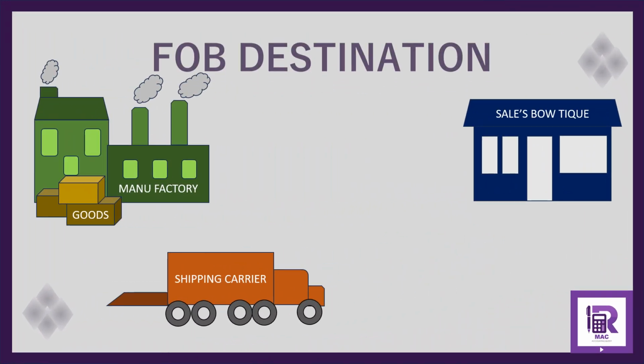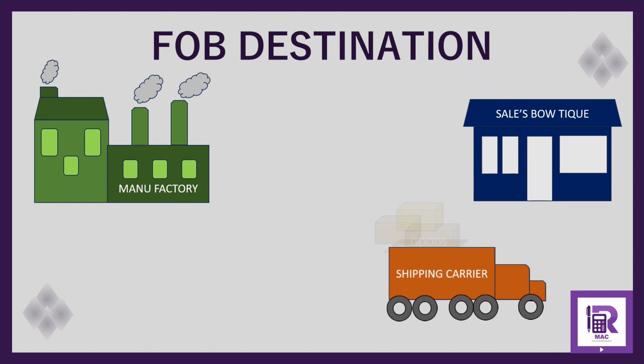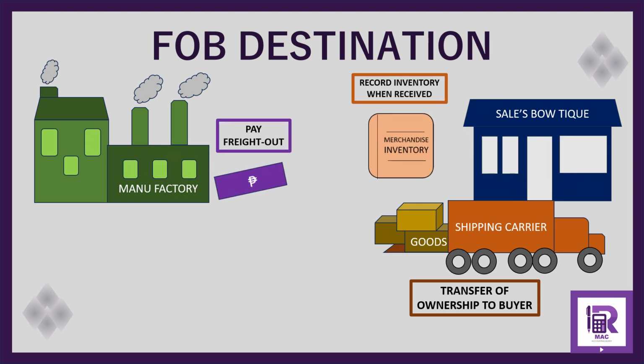Whereas, in FOB destination, the ownership of the goods is transferred to the buyer upon reaching the buyer's place or warehouse. As such, the seller must pay the freight and the buyer must only record the inventory when received.